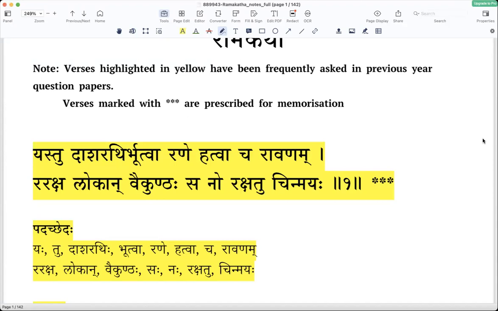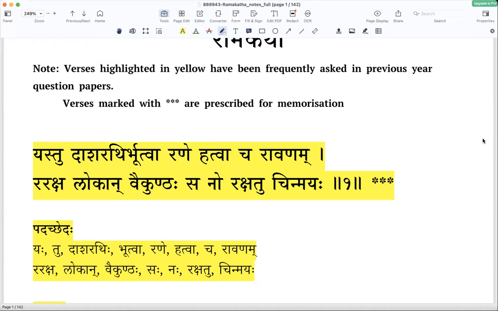Naha rakshatu iti vakyam. Tat puram kimuktam? Saha iti padasya yaha iti puram uktam. Okay. Yaha tu dasharatihi bhutva, that person who, having become Dasharathi, rane ravanam hatva, having killed Ravana in the battlefield, lokan raraksha, protected the people. Raraksha is in lit lakara. He only protected the world, no?